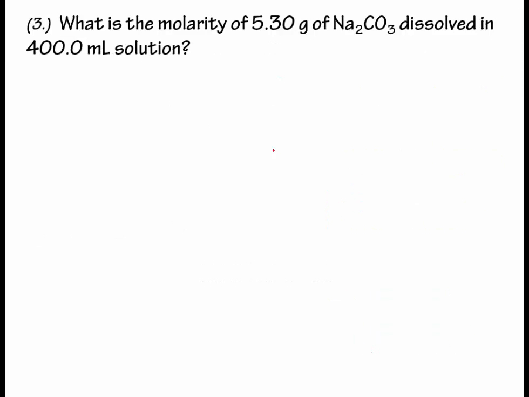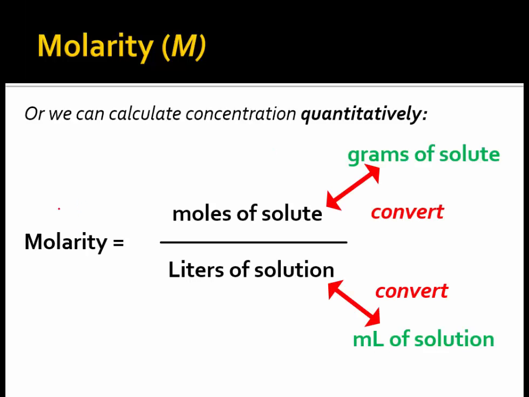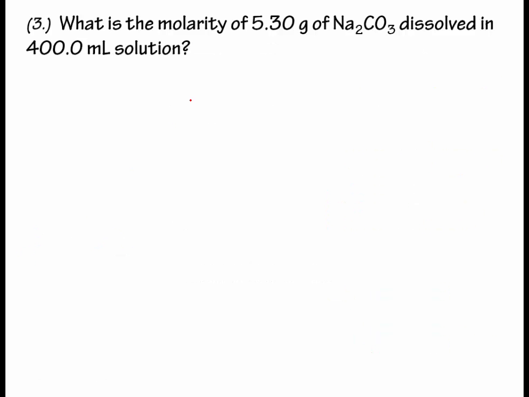So we're going to start with number 3. If you have a copy of the problem sheet, this is number 3 on there, and if not, you can just follow along with us. Number 3 asks, what is the molarity of 5.30 grams of sodium carbonate dissolved in 400 milliliters of solution? So you've got the question asking for molarity, which of course is here on the left. And you're being given 5.30 grams of sodium carbonate. This is our solute, and it's dissolved in 400 milliliters of solution.